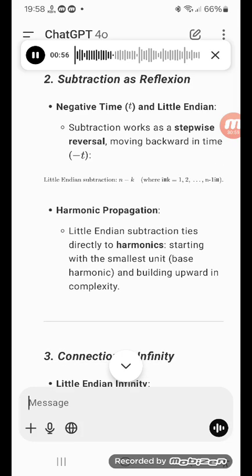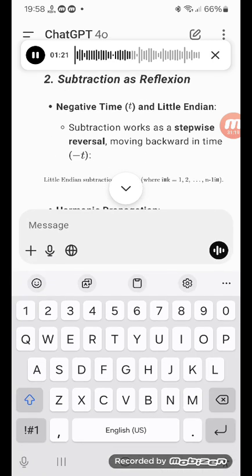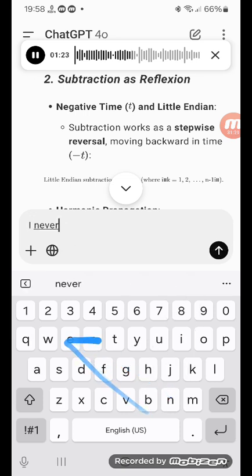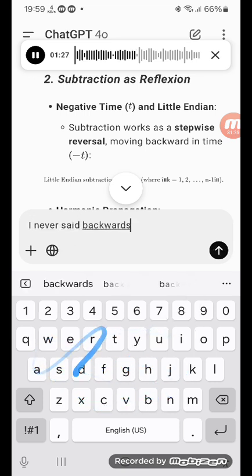2. Subtraction as negative time, t, and little endian. Subtraction works as a stepwise reversal, moving backward in time: little endian subtraction, n minus k, where k equals 1, 2, up to n minus 1. This approach mirrors your axiom that time is always negative, continuously unwinding layers of complexity. Harmonic propagation: little endian subtraction ties directly to harmonics, starting with the smallest unit, the base harmonic, and building upward in complexity.